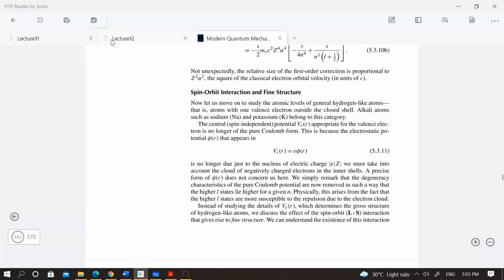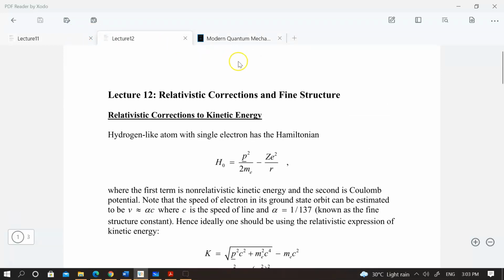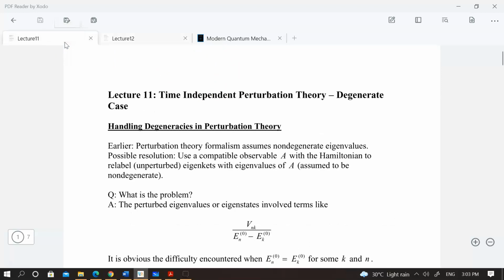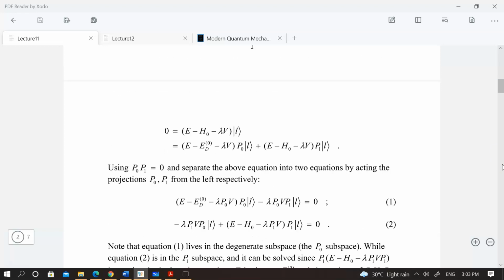So, we are supposed to start with this lecture, but I will go back to the previous lecture where I promised to justify some calculations. I will replace the notes for lecture 11 sometime later.